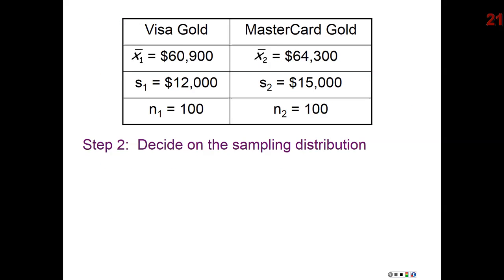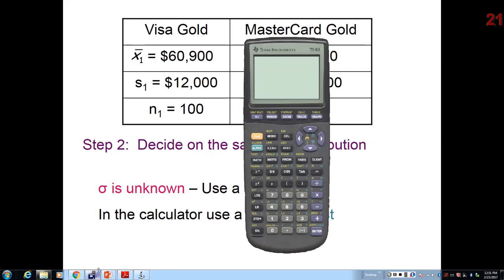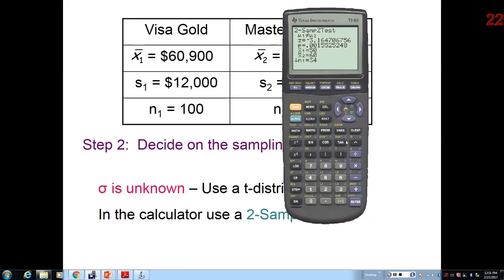Okay, so now we have our information. So what sampling distribution did we have? I've already said this, but what is it, a Z or T? It's a T. So you're going to go to a two-sample t-test. Okay, so we're going to go to our calculator. Okay, and we're going to go to stat test. We're going to go to two-sample t-test. And then we're going to enter our information.